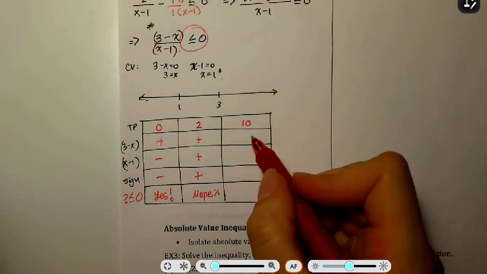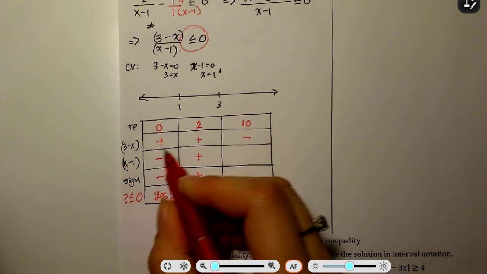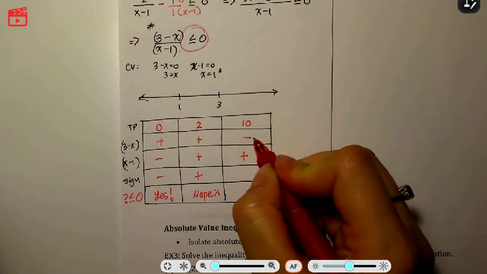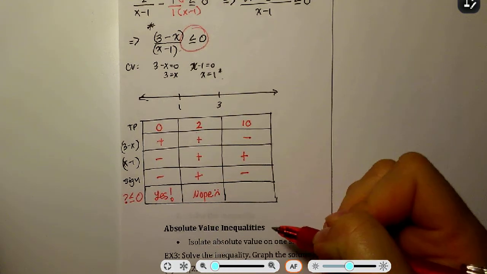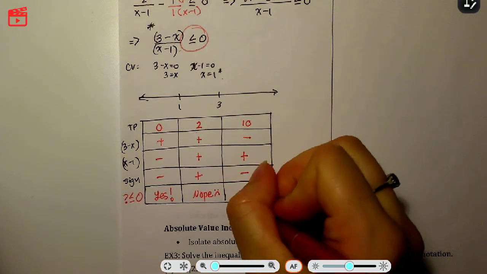All right, checking the last one. 10. 3 minus 10, ooh, that's going to be negative. 10 plus 1, oh, that's positive. The sign, negative times positive is going to be a negative. So is this less than or equal to 0? The answer is yes.